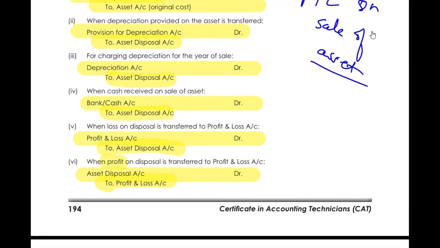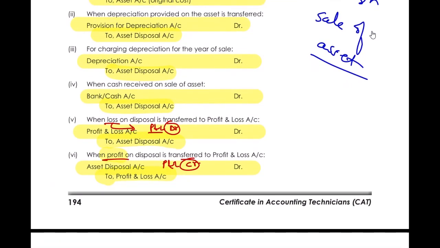Simple funda. If it is a loss, P&L is debited, because you need to debit expenses and losses. And if it is a profit, the P&L account will be credited, because you need to credit the gains and income. Okay, so that was all.